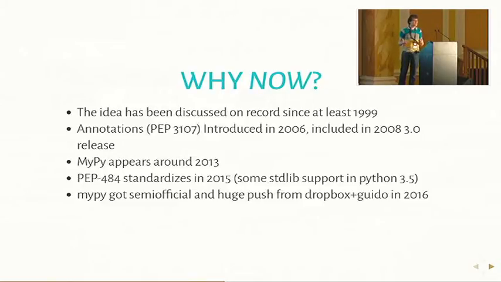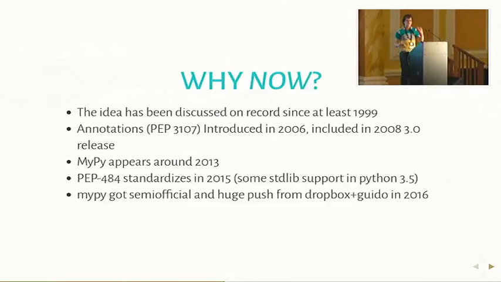But at some point they decided, well, we need some language support. We haven't decided yet how this would work, but we will add some baseline, which is PEP 3107, introduced in 2006, and Python 3.0 released later included that.